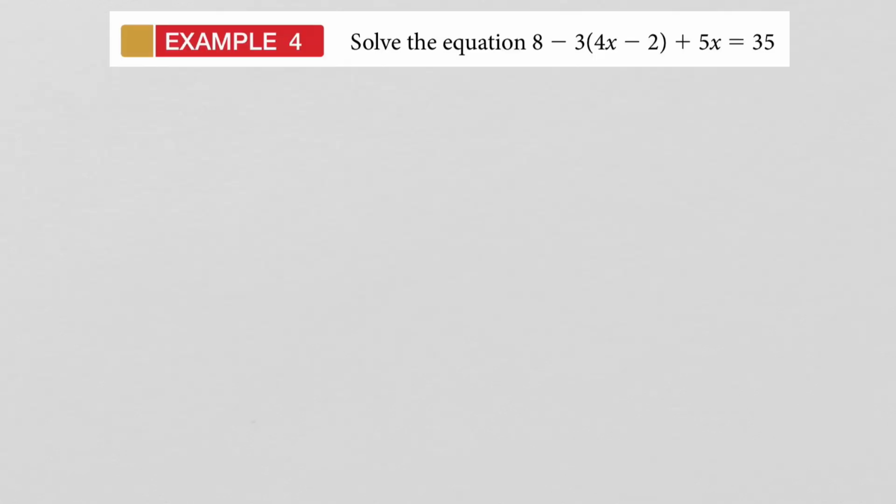So let's take a look at another example of a linear equation. This one's a little bit more complicated. All right, so what should we do first? Well, remember, the first step said simplify each side of the equation as much as you can. Well, the right-hand side is 35, so there's nothing to do here. But on the left-hand side, we have quite a lot to do. So how do we simplify this?